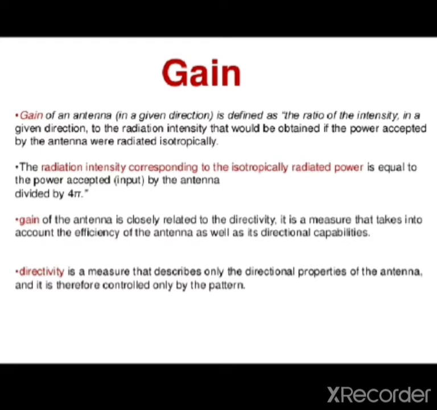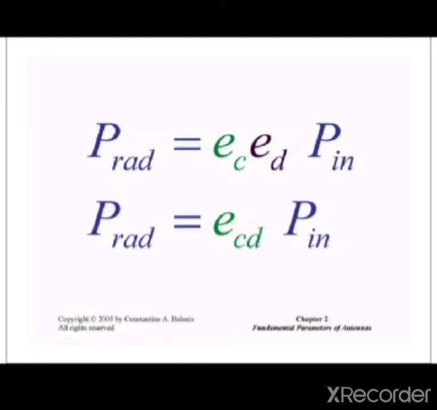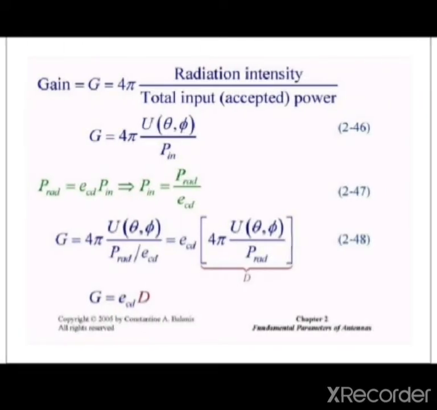So directivity is a measure that describes only the directional properties of the antenna and is therefore controlled only by the pattern. So P radiated is equivalent to e_c e_d times P in. The P radiated is equal to e_cd times P in. So that is the radiated power, which is related to that.